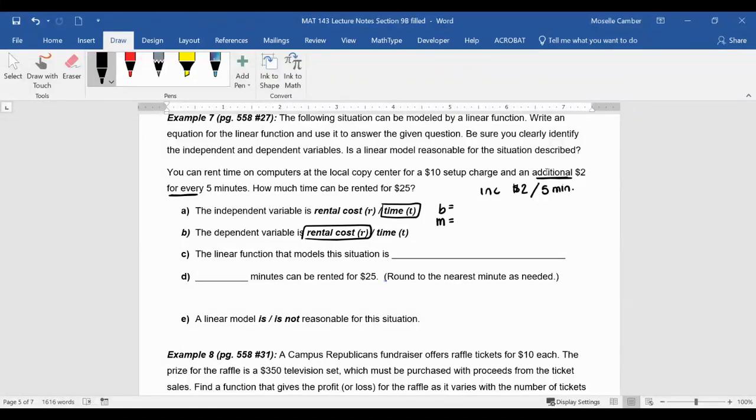When we run a computer, there are fees, right? So we say we can rent time for a $10 setup charge. So that is what you're going to pay regardless. So you're going to start with this $10 setup charge, and then you're going to add on $2 for every 5 minutes. So it's going to be positive because you're adding it on. So it's $2 every 5 minutes. You can leave that as a fraction, or you can change it to a decimal.